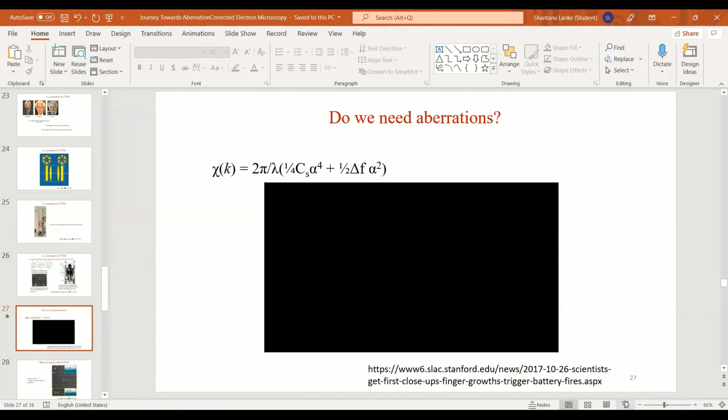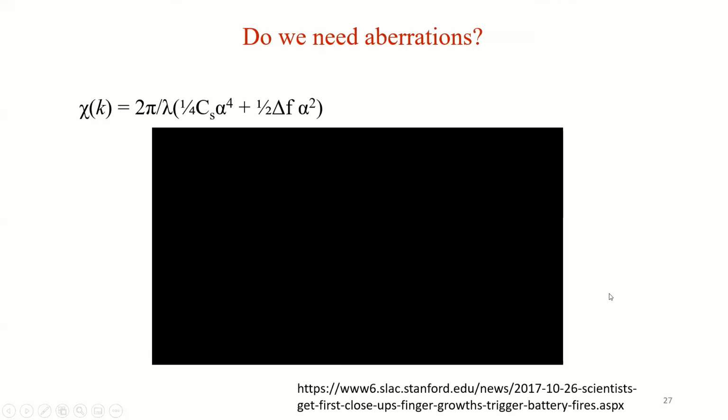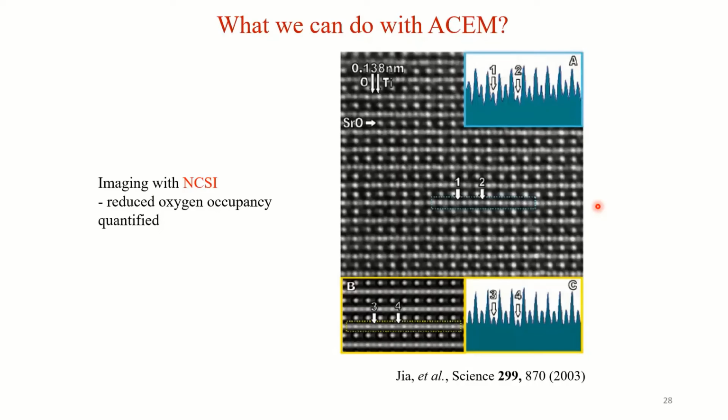So we need these aberrations because they encode the phase information. If I'm doing phase contrast imaging, I need these aberrations, so I have to tune them. I can make the CS positive, I can make it zero, I can make it negative. So what if I make it negative? Making the CS value negative is called NCSI imaging, which is negative CS imaging.